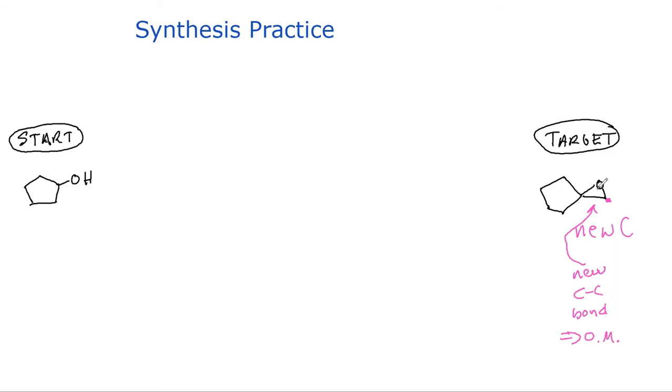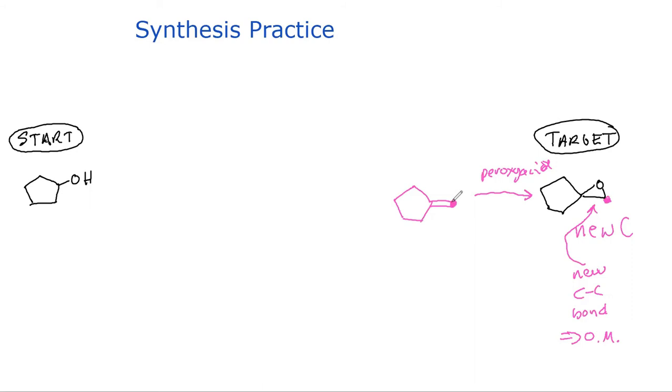Now, if we think about the very last step, since we're making an epoxide, there's really only one good way to make epoxides, which is using a peroxy acid starting from an alkene. So the alkene that we want to make is going to be this exocyclic alkene where the new carbon here would simply be here.